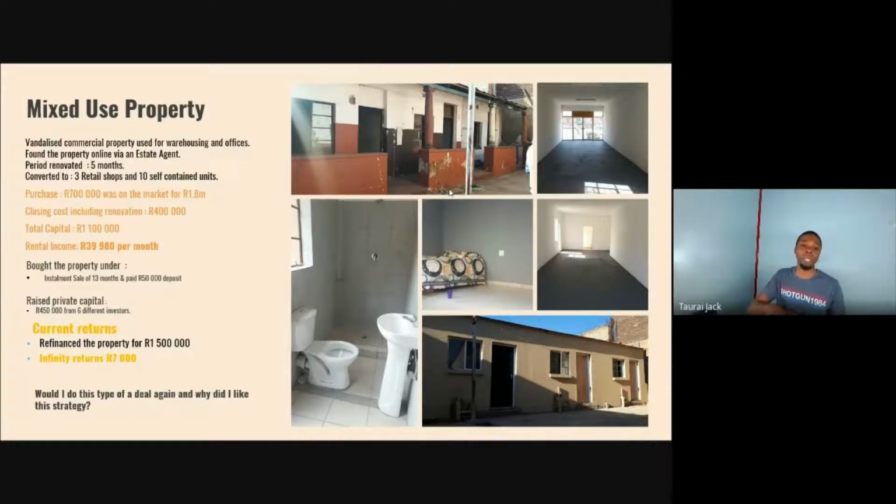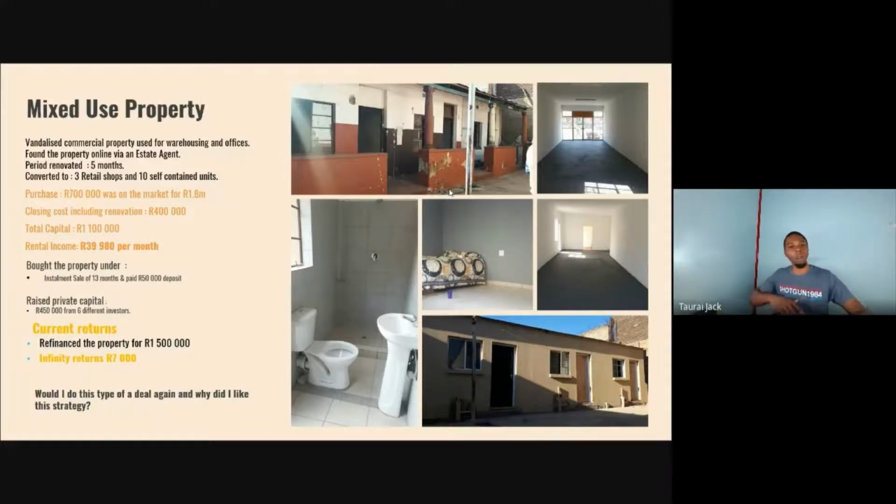So let's come back to the deal. It's on the market for 1.8. Eventually, we close it on 700. Why? It was run down. Two, I cannot get money from the bank, but I really want to be in the property. I am serious. And then I put in an offer, and on that offer, we said we're going to make it a 13 months installment sale, but we're going to pay 50,000 Rand as a deposit.